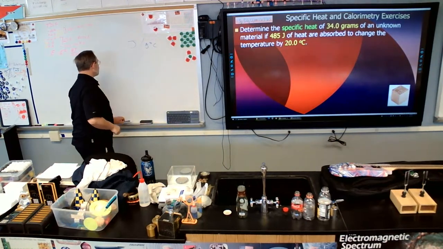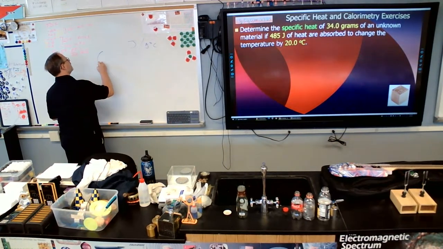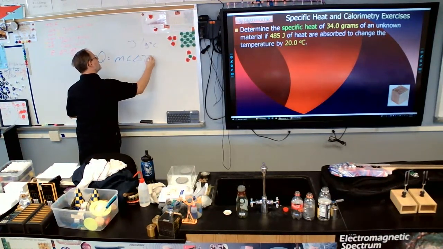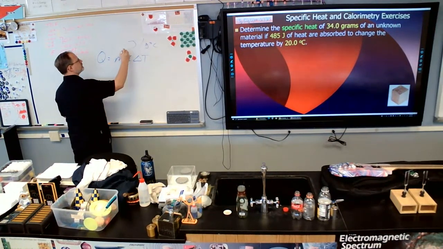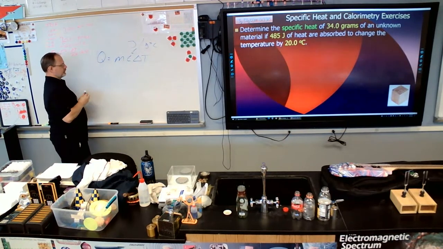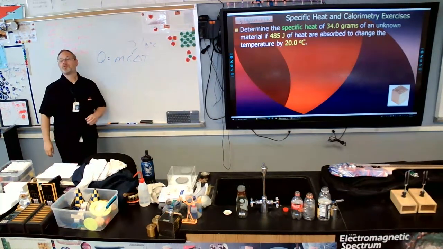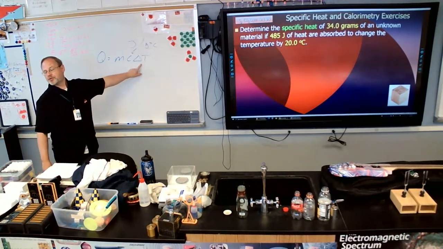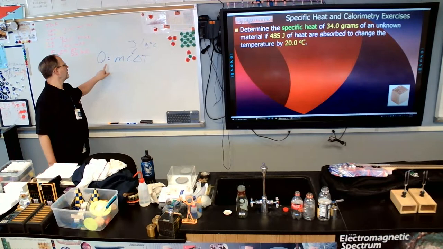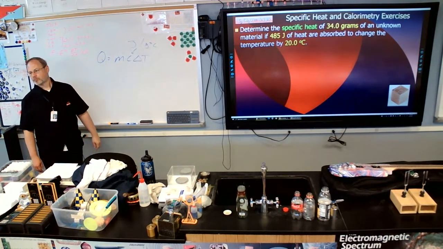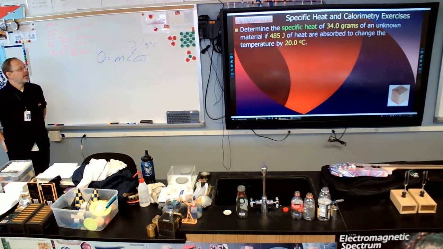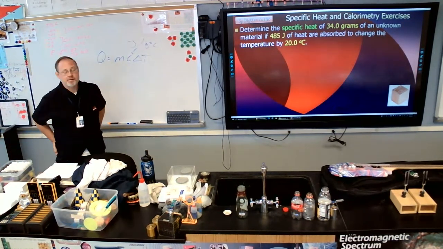So, can you write MC delta T on Q equals MC delta T? M is your mass, C is your specific heat, T is your temperature change, and Q is your heat. What's Q? The heat energy. In this case, heat is the 485 joules.